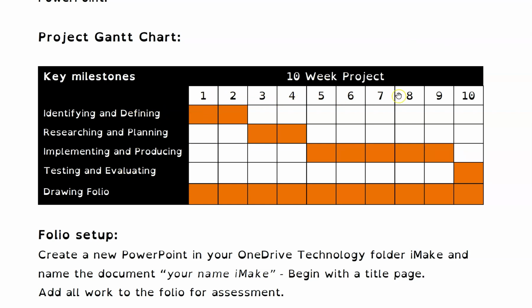Up across the top here, we've got the weeks that the project's going to take, and the little shaded area represents, with good planning, that in weeks 1 and 2 we're going to be doing identifying and defining. In 3 and 4 we're going to be doing research and planning. Weeks 5 to 9 are the implementing and producing, so I guess the construction phase. Week 10 is the testing and evaluation, and you can see here with the drawing folio, we're going to be doing skills-based activity all the way through the 10 weeks of the unit.